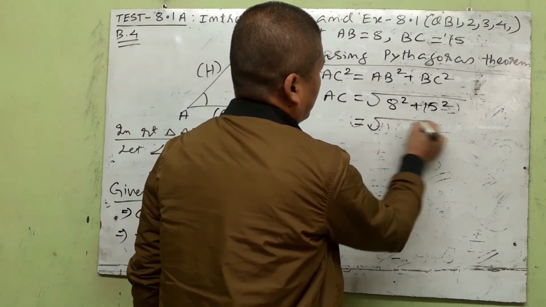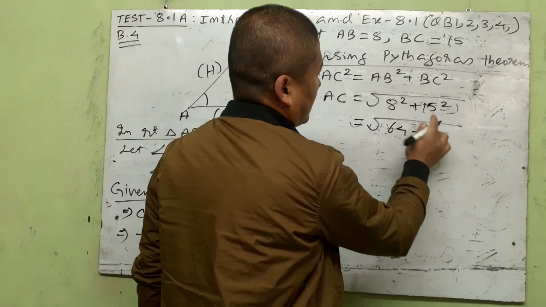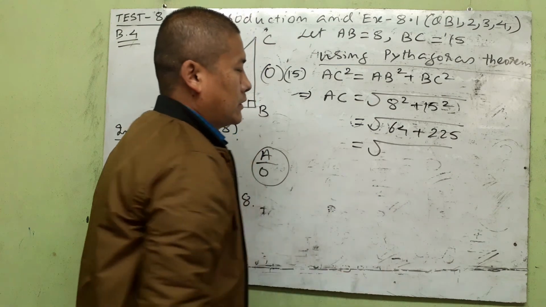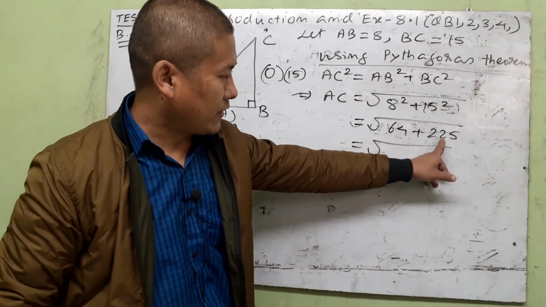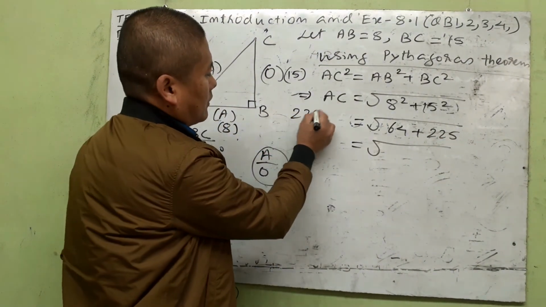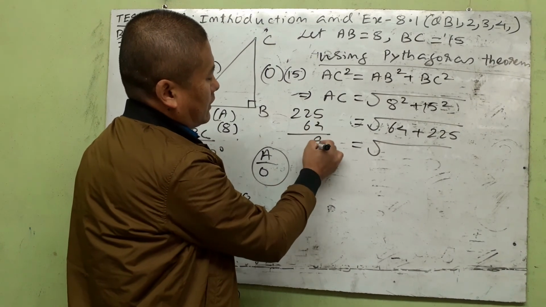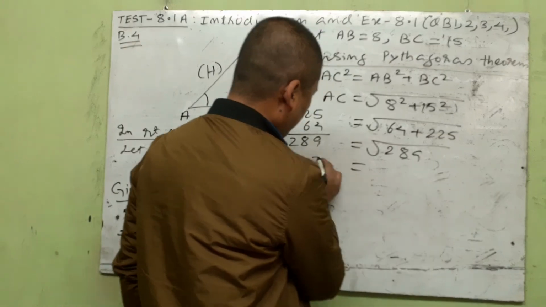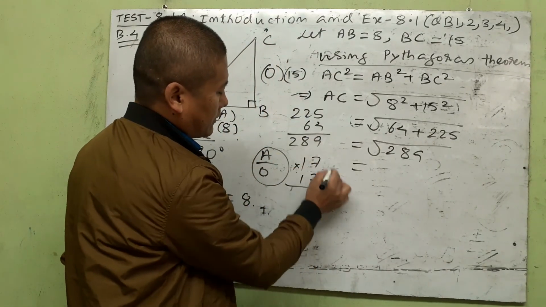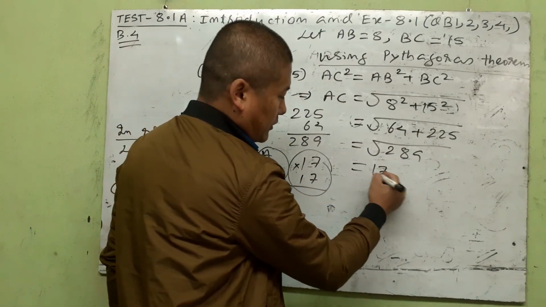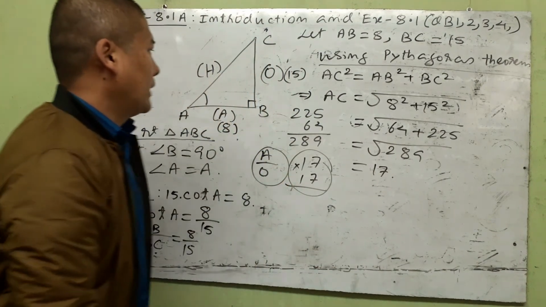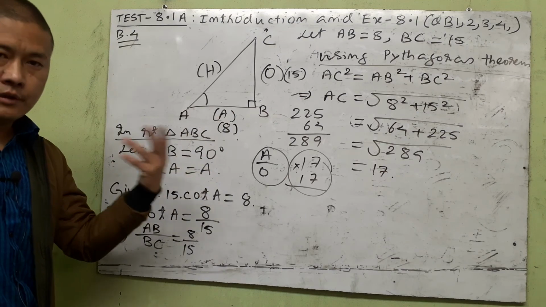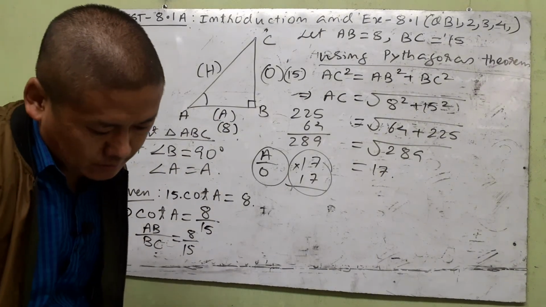That's quite simple. Root over 8 eights are 64, 15 into 15 is 225. So 225 plus 64, then we're going to get 289. Then 17 into 17, you try, you will get this, so it will come out as 17. So AC is now 17, BC 15, AB 8 units. All are known now, so we can answer the question.